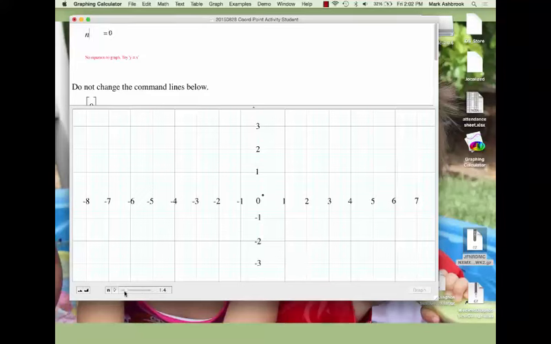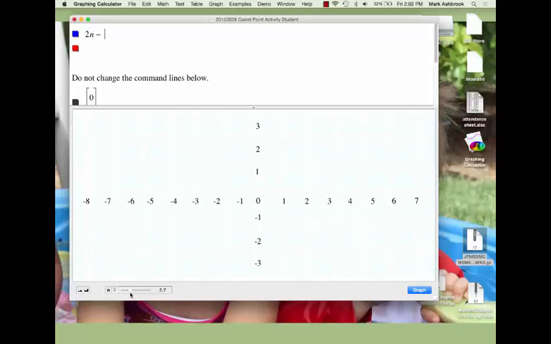So this should feel like the idea of an independent variable. We have control over it. We have control over its current value. And anytime n is in a command line, it's going to assume the current value of n, whatever it is in the slider. So right now, n equals 2.7. So we can make an expression out of that: 2n minus 3.